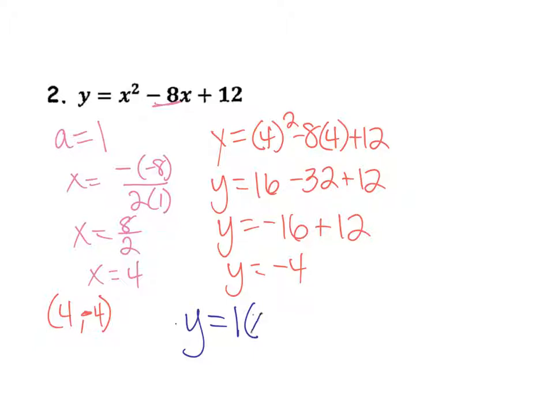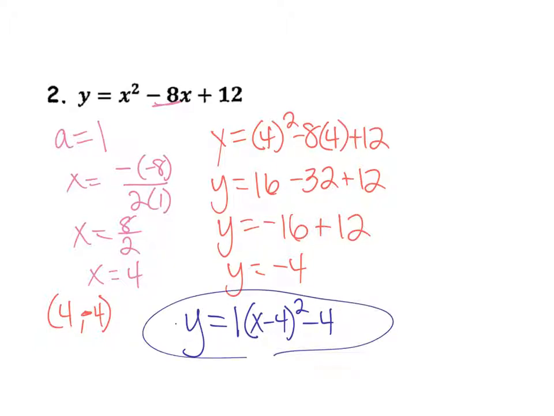X minus 4, thank you. Squared. And now what was my K, or my Y of my vertex? Minus 4. This is the form that I want you to end up with. How do you feel about this? Easy, difficult, what do you think? Super easy.